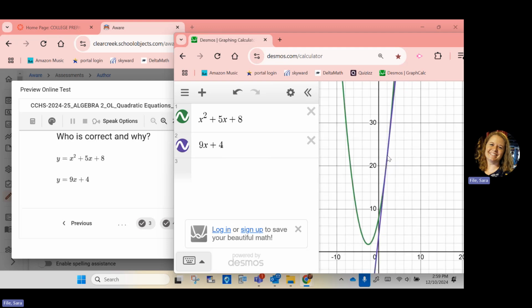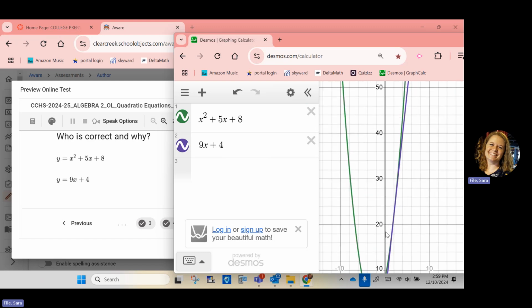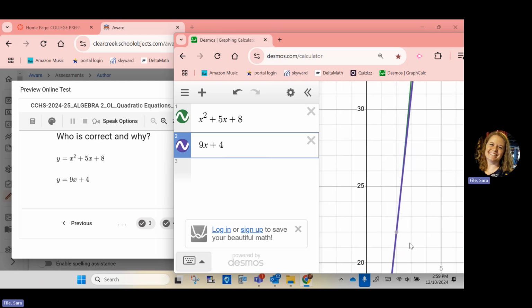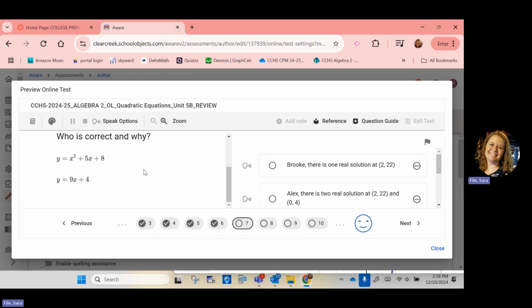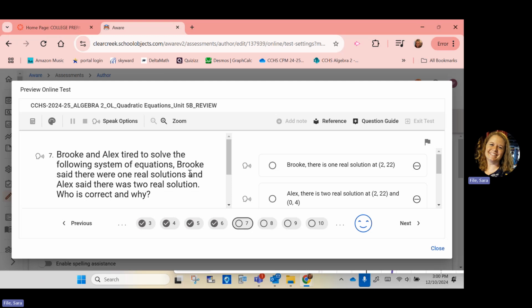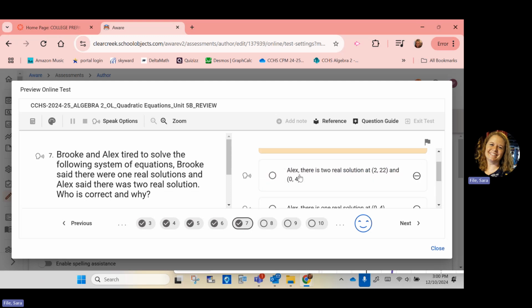Okay, and you can zoom out here better and see, and you can actually click on and find where that is. I need to zoom in a little better. There it is. So (2, 22) is the point where they actually intersect. That's the point of tangency, if you will. So who said it was one time? Brooke said it was only once. And you can see it's at (2, 22). That's the correct answer. They do not cross each other.